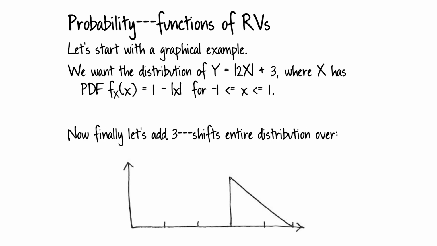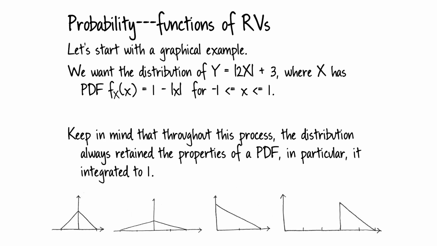Okay? And now the final step. We've multiplied it by 2, we've taken the absolute value, and now we want to add 3 to it. And what does adding 3 to a random variable do? Well, it just shifts the entire distribution over. So instead of the support being from 0 to 2, the support is now from 3 to 5. Okay, so keep in mind that throughout this process, the distribution always retained the properties of a PDF. In particular, it integrated to 1.